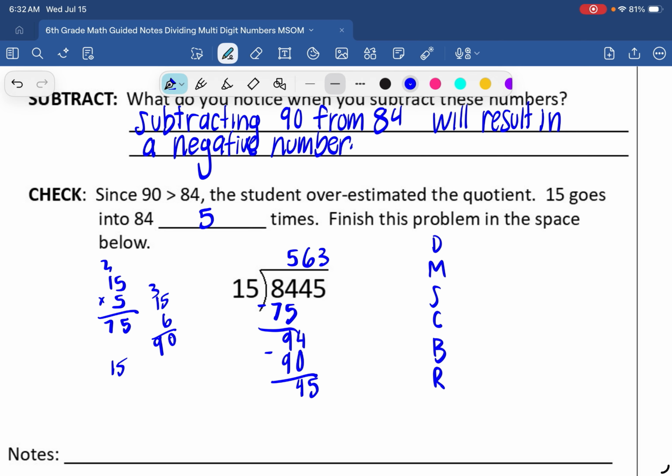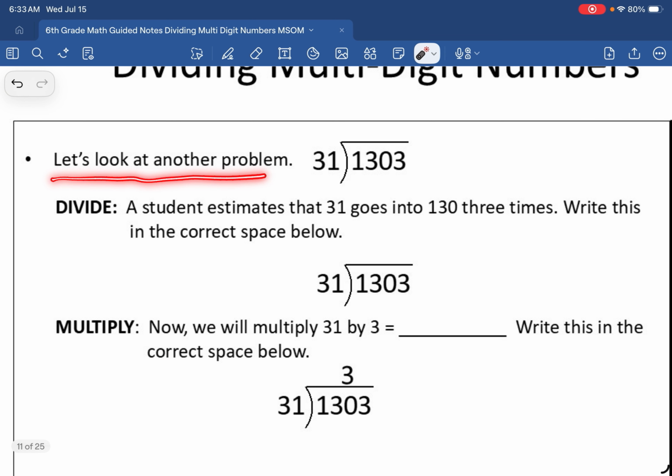And you can just check that off to the side if you need to. 15 times 3 is 45. You subtract, and there's nothing else to bring down. So the quotient is 563. Let's look at another problem.